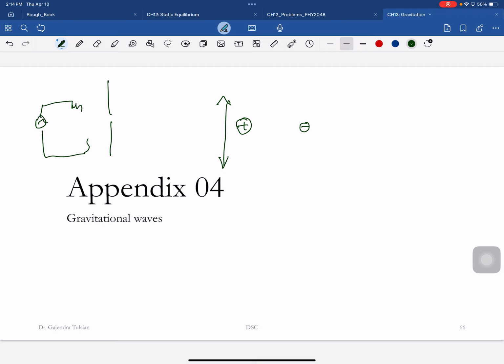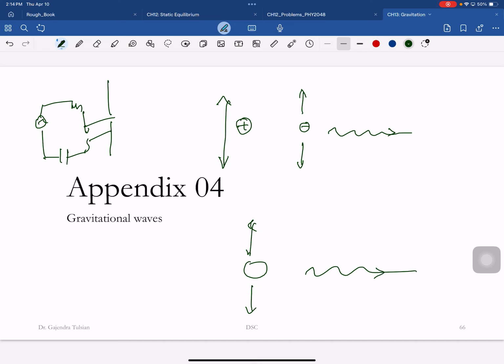So here's an oscillator circuit. You jiggle this charged particle and it'll emit electromagnetic radiation. Similarly, you take a mass and jiggle it and it'll emit gravitational waves. So here, I'm emitting gravitational waves. Any mass, okay? I'm emitting gravitational waves. But there's no way in hell you're going to detect that.